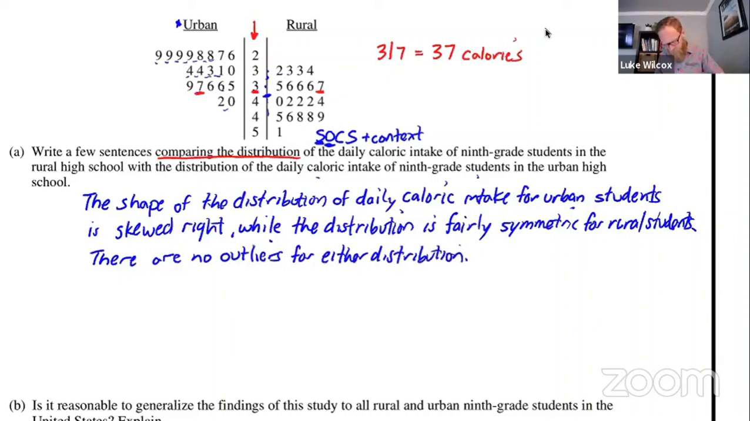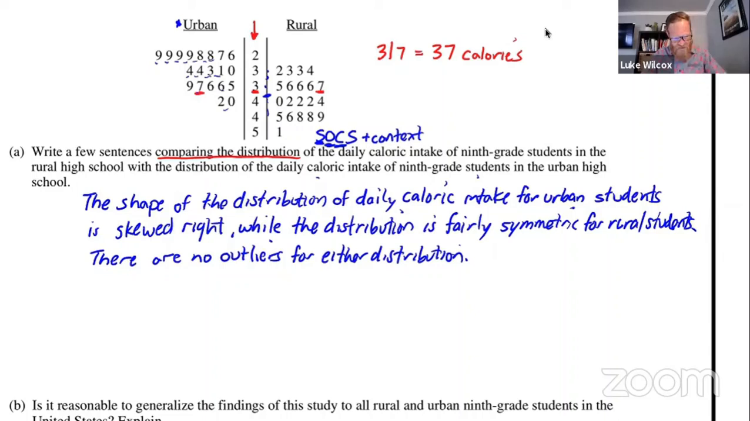All right, that takes care of outliers. Next up is to compare the centers. Now, we could use the mean or we could use the median to measure the centers, but the important thing here when you're comparing is that you don't actually have to do any calculations. You just have to make a comparative statement about the center of one distribution compared to the other.